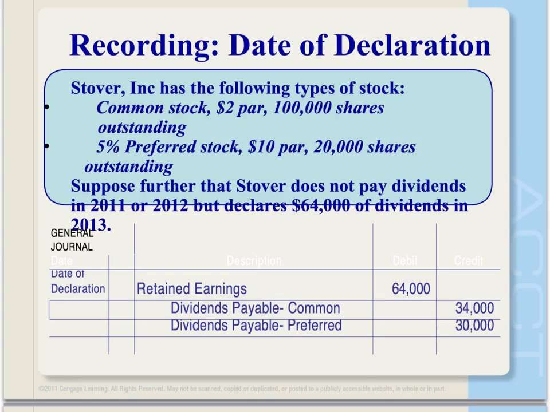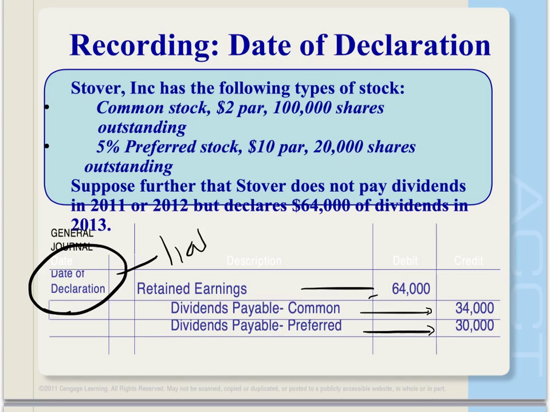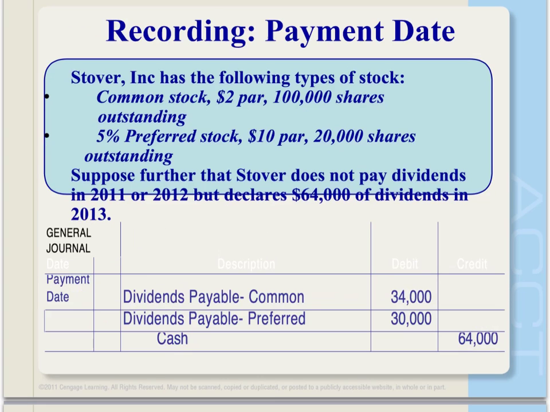So how do we record the declaration? The same thing happens as before. We go against retained earnings. We'll then have a dividend for the common and a dividend for the preferred. Remember that on the date of declaration, the dividends become a liability to you, no different than we did with the common shareholders. This time the dividend is going to be broken into two parts.